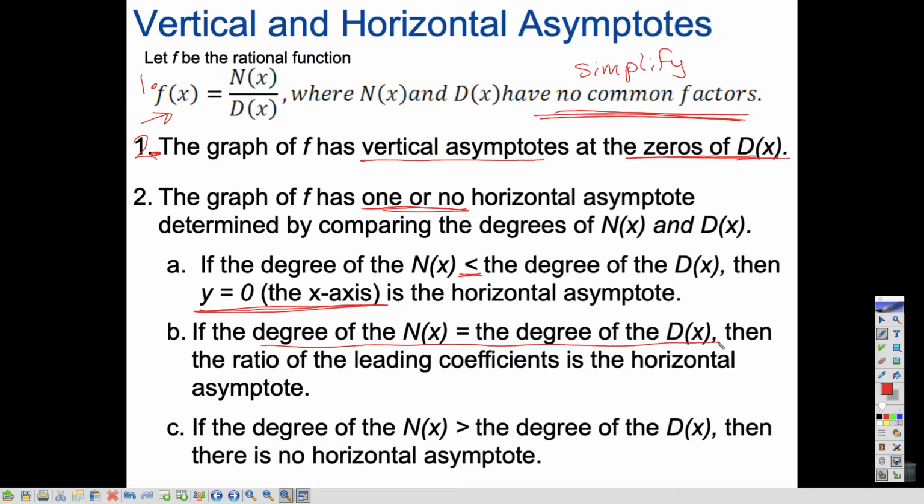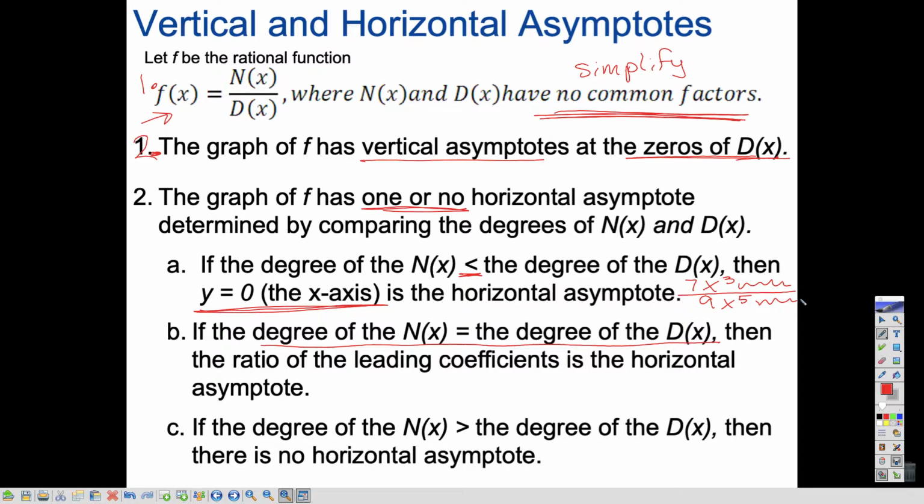Do you want an example of A first? Like 7x cubed over 9x to the fifth. Is the degree of the numerator less than the degree of the denominator? Yes. So what is the horizontal asymptote? 0. Y equals 0. Okay?